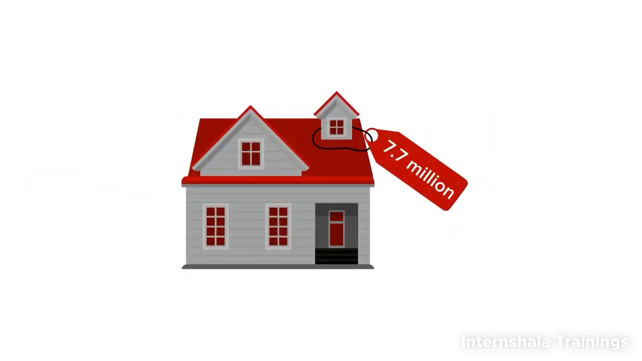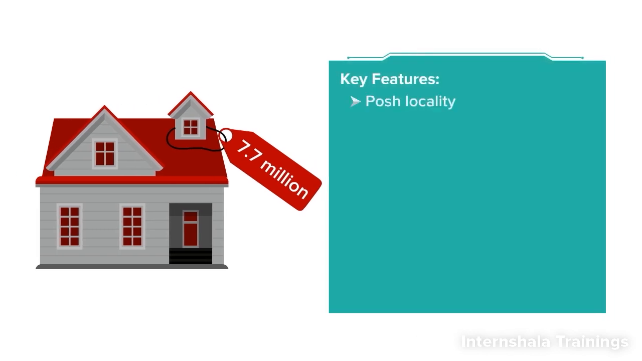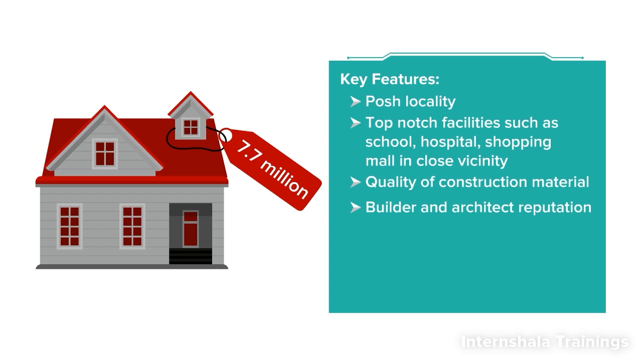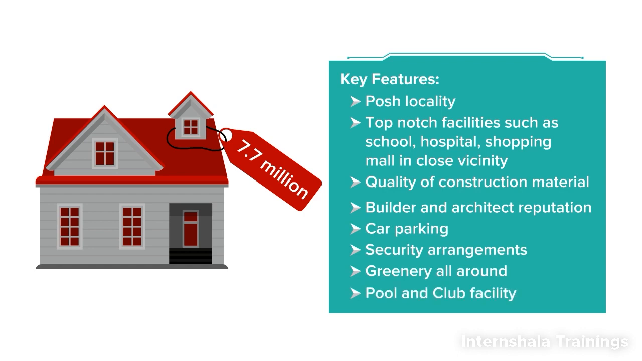For example, in our data, it is quite possible that the house whose sale price is recorded as 7.7 million was actually sold for that price because maybe it is really a large house at a prime location with lots of unique features such as posh locality, top-notch facilities like schools, hospitals, shopping malls in close vicinity, quality of construction, builder and architect reputation, car parking, security arrangements, greenery all around, and pool and club facility, etc. In which case, it is an example of variability in the data.